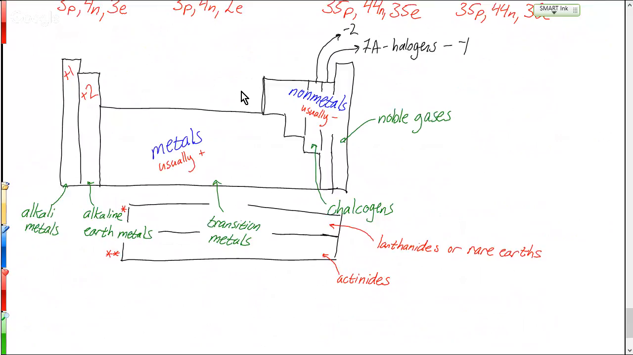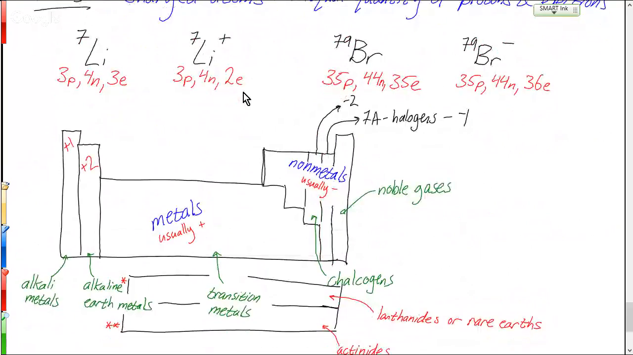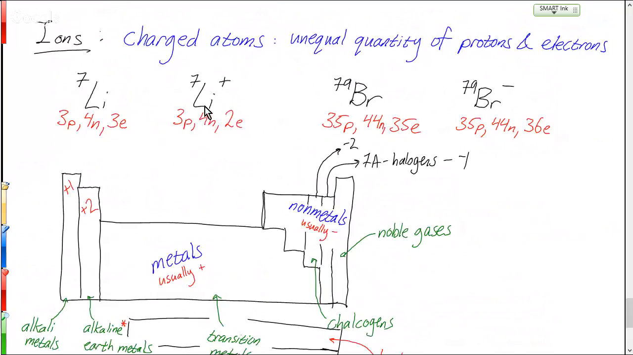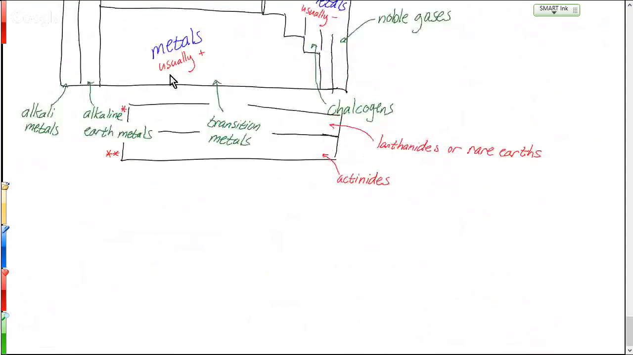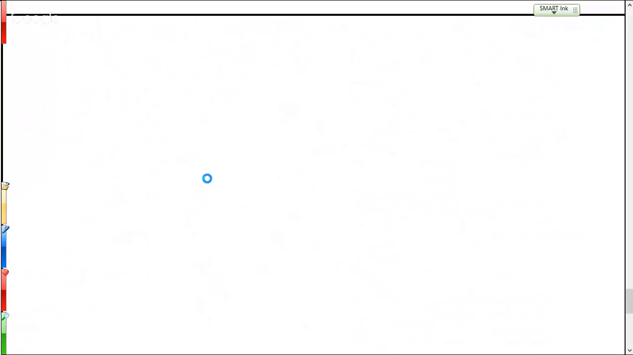All right. So any questions about ions or periodic table organization? We're going to get way more into this when we get into electrons and properties toward the end of the semester. This is just a basic introduction. All right, then let's get to the last part, which is talking about masses.